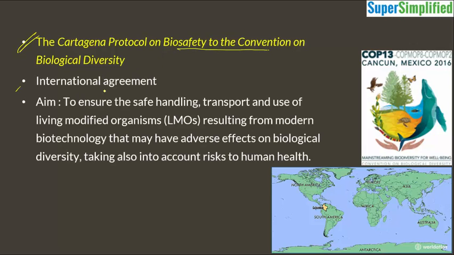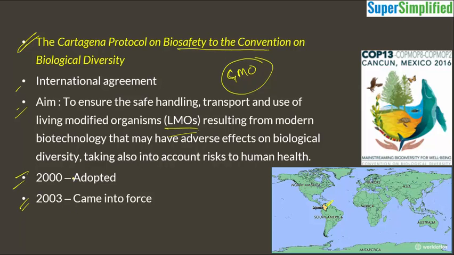It is an international agreement and it is aimed at ensuring the safe handling, transport, use of living modified organisms, genetically modified organisms, resulting from modern biotechnology that may have adverse effect on biological diversity, taking also into account the risk to human health. So Cartagena Protocol is actually related to genetically modified organisms, right? And it was ratified in Cartagena, which is a place in Colombia in South America. That is why it is known as Cartagena Protocol, and came into force in year 2003, right?